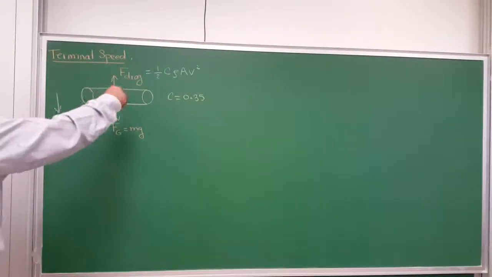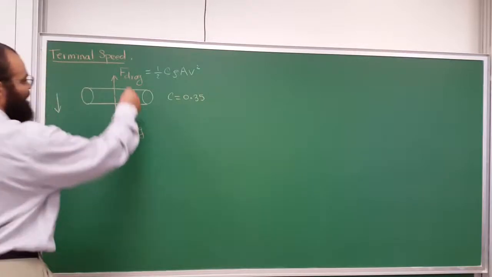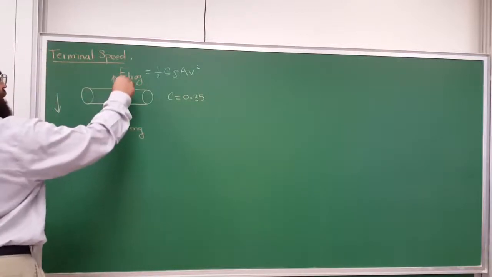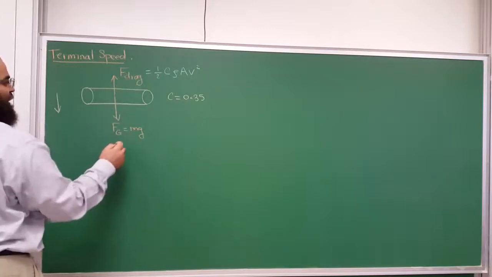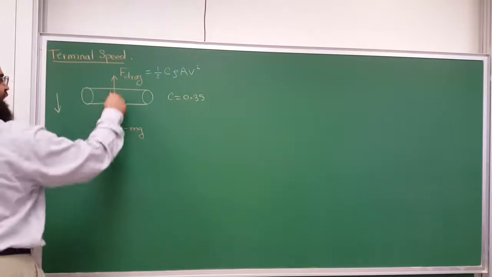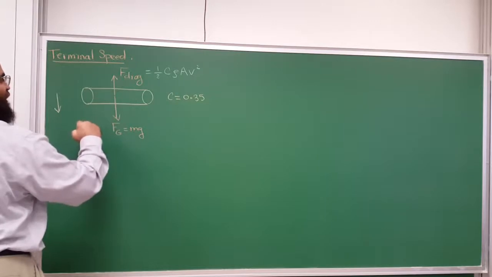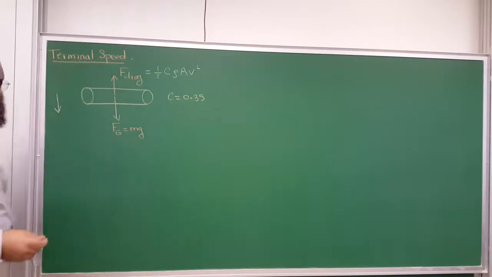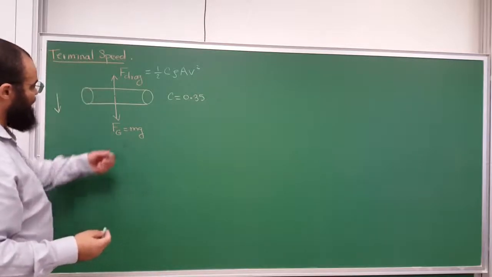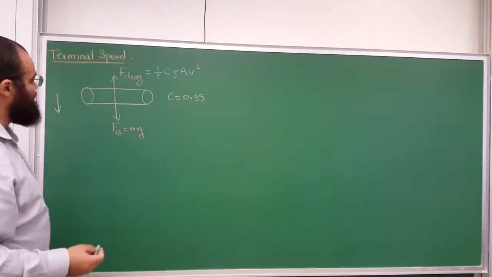So as they fall, this drag force will increase, and at some point the drag force will equal mg, and once they are equal, it means the net force is equal to 0, and the speed will just be constant, and that's called the terminal speed. They will reach some maximum speed, and it would be called the terminal speed.